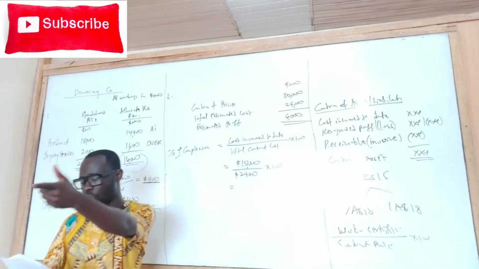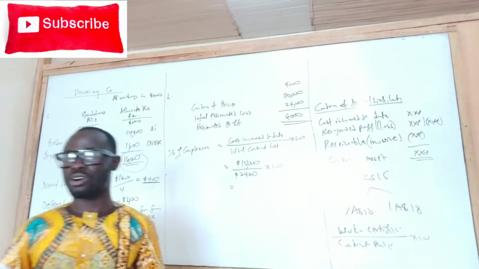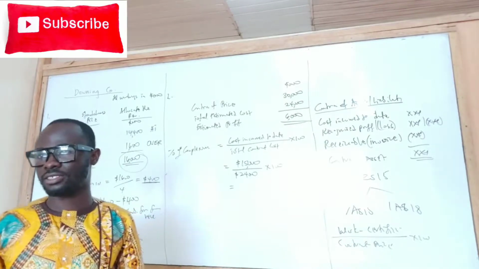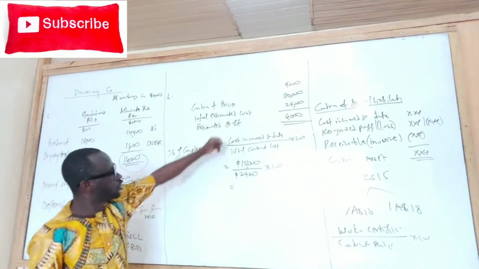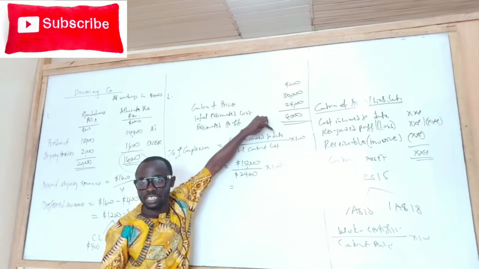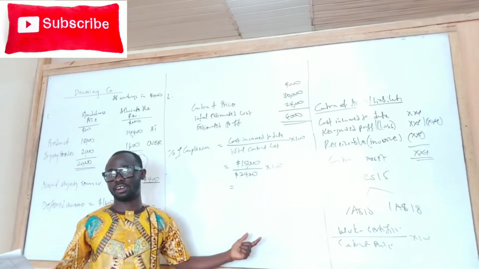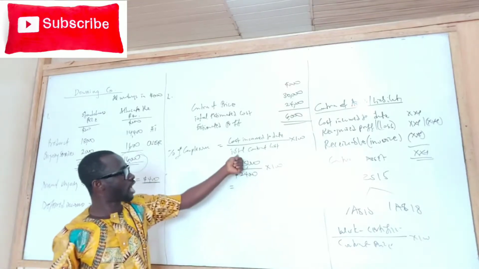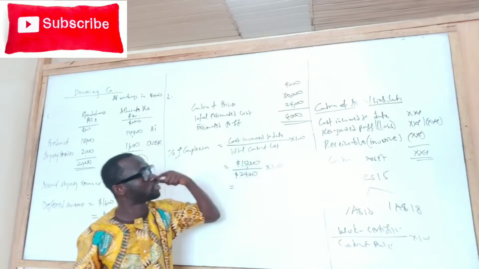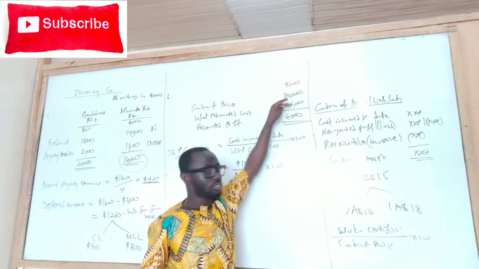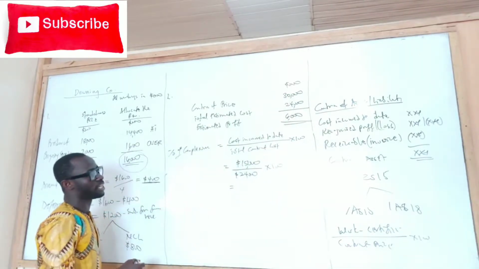So your question of less payments, why will it come in here? Because we say cost incurred to date. What is the cost incurred to date? 15,000. So you don't less anything. Then the total contract cost is what? 24,000. So what percentage do we have?